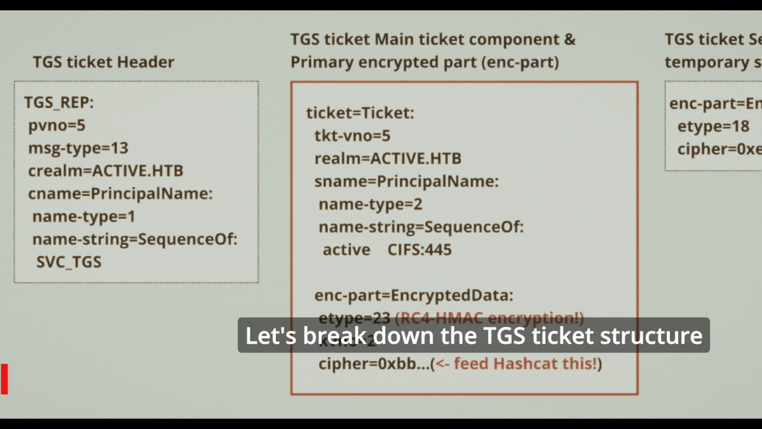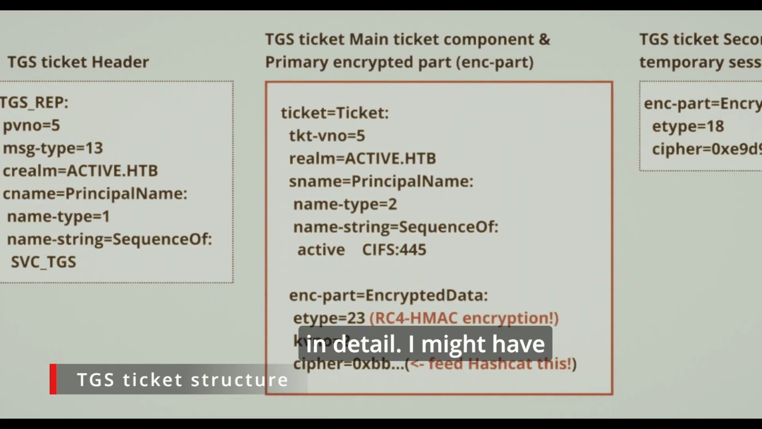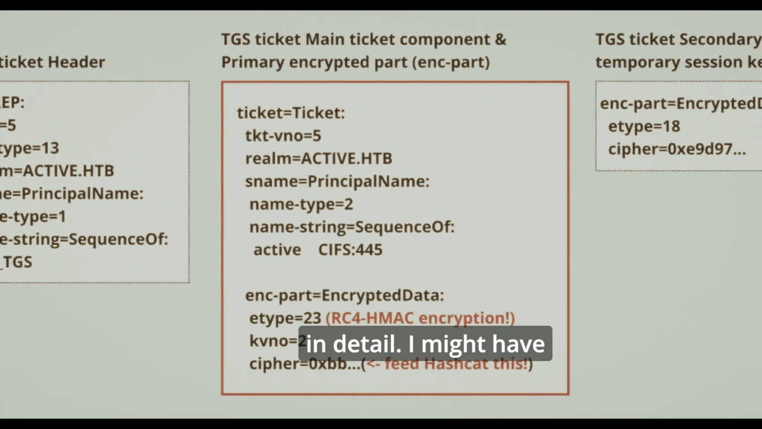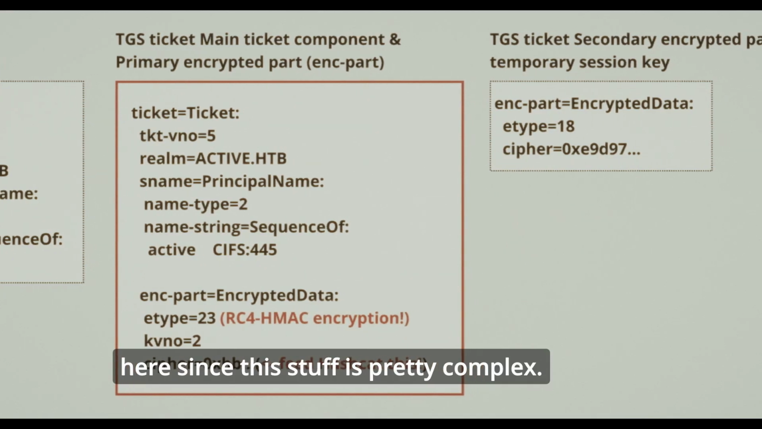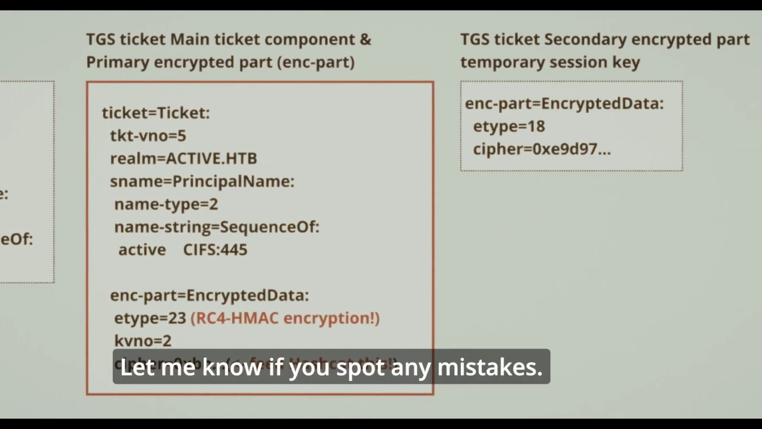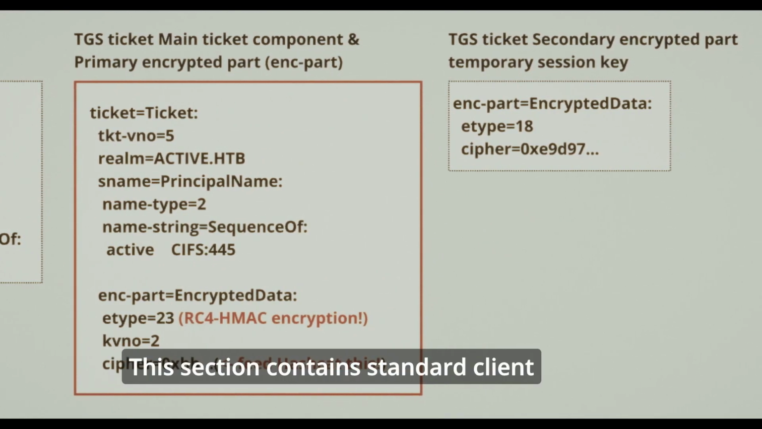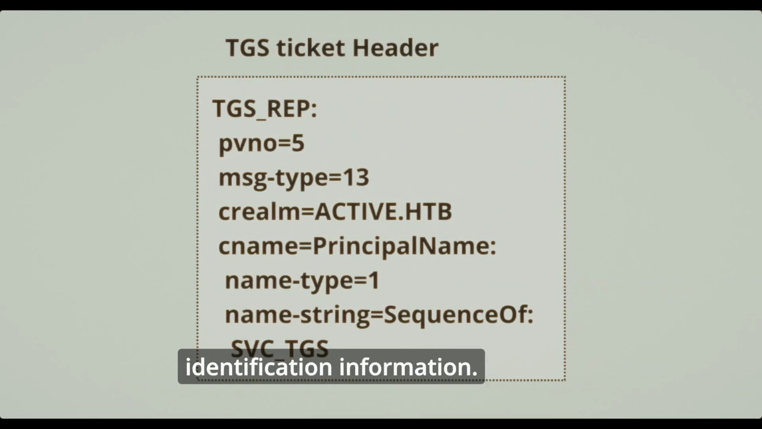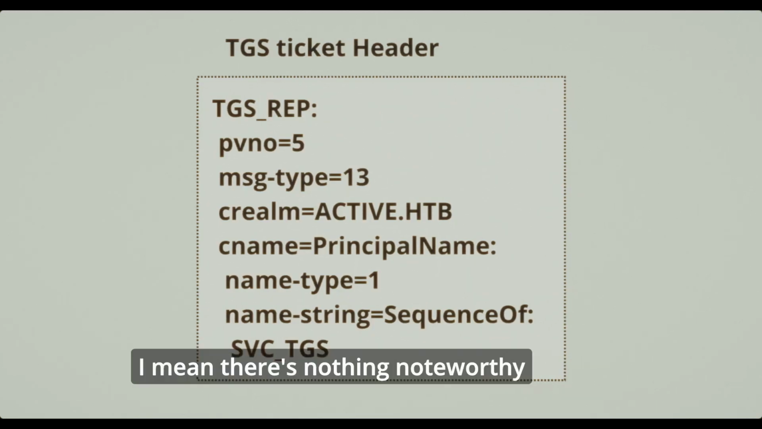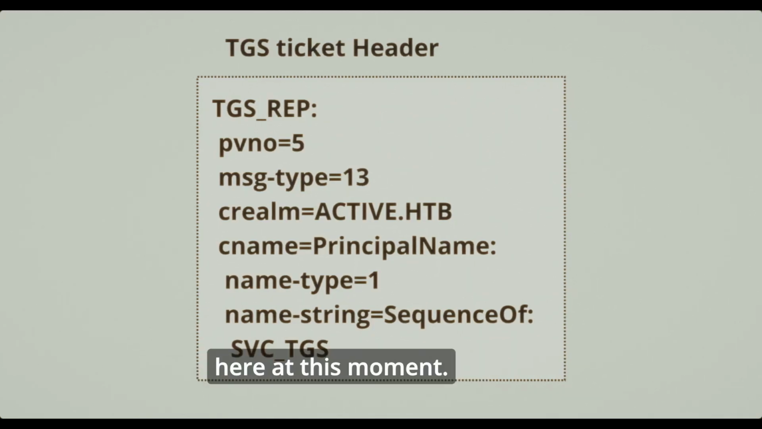Let's break down the TGS ticket structure in detail. I might have gotten some details wrong here since this stuff is pretty complex. Let me know if you spot any mistakes. This section contains standard client identification information. I mean, there's nothing noteworthy here at this moment.